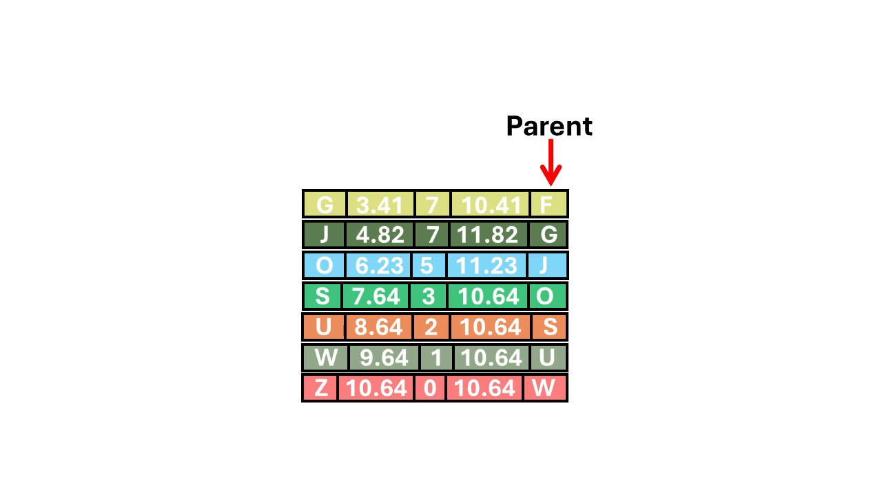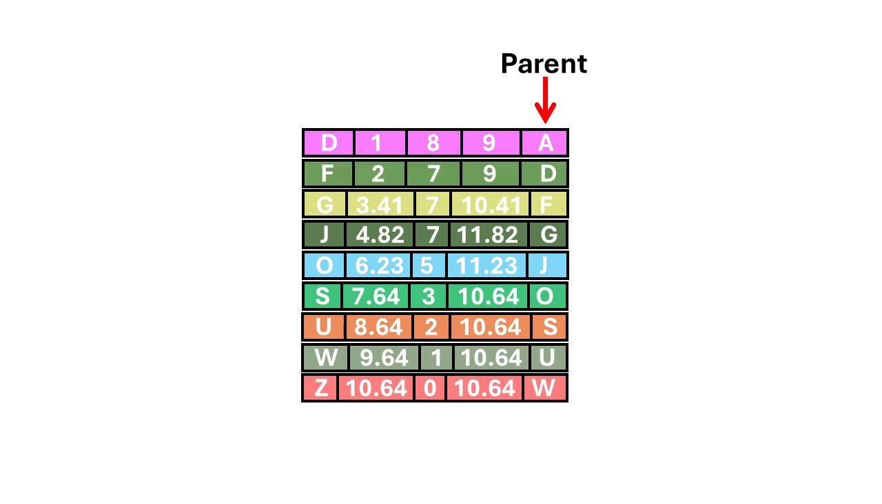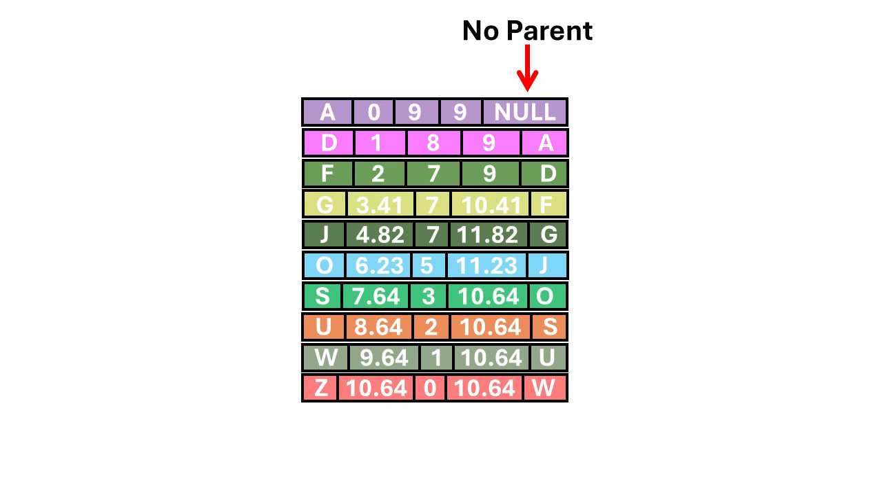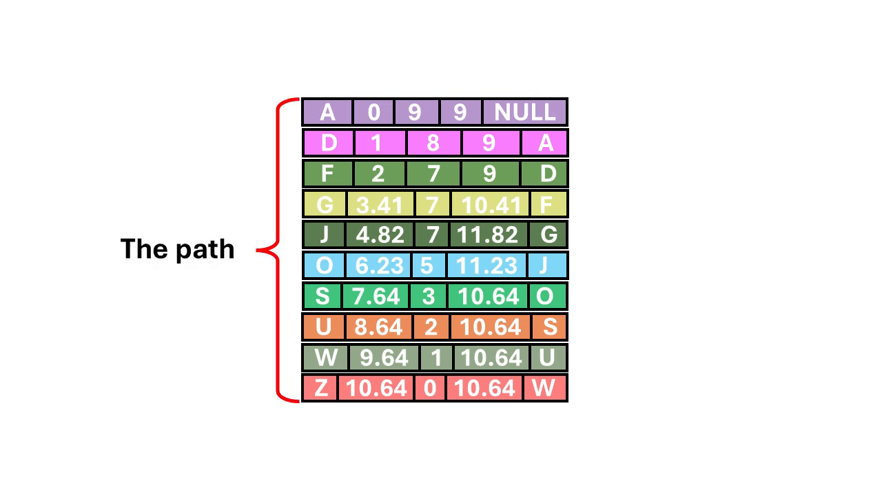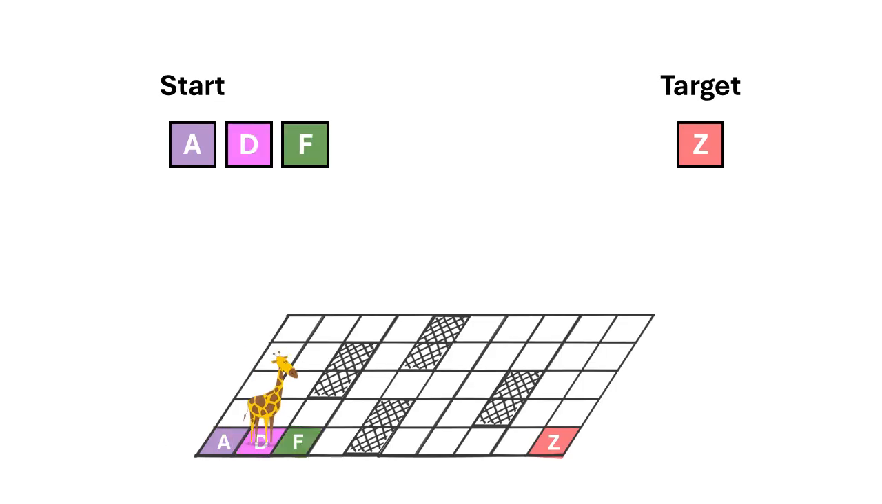Node G to node F. Node F to node D. And finally, node D leads to node A. With node A, we hit a null parent, which means we now have our path. Jumping back to the environment, let's take a look at this path.